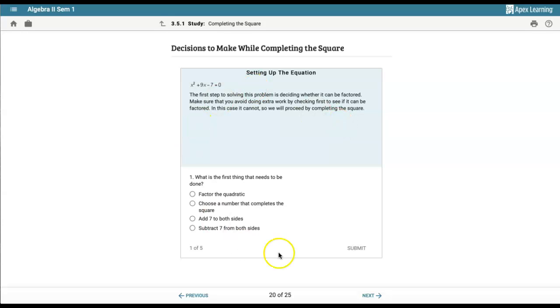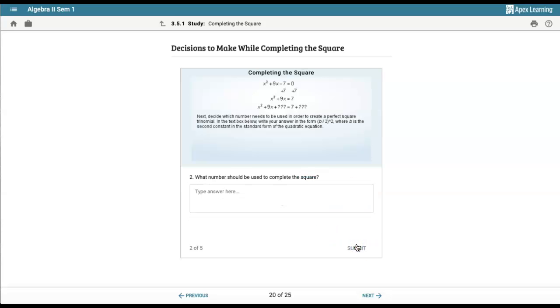So setting up the equation, all right? So we'll just go with what Apex is telling us, right? It seems to be the simplest here. What's the first thing that needs to be done? Add 7 to both sides, right? Get 7 on the other side so that we're dealing with a clean slate here. All right, now once it's on the other side, what number should be used to complete the square? Okay, that would be 9 divided by 2, okay, and then squared. So this would look like that, 9 over 2 squared.